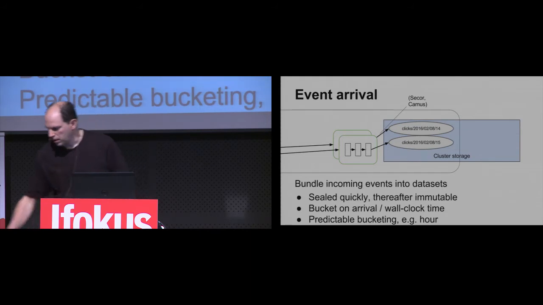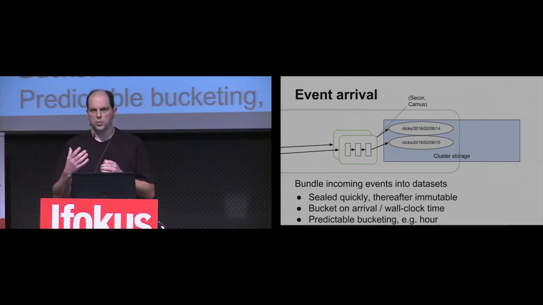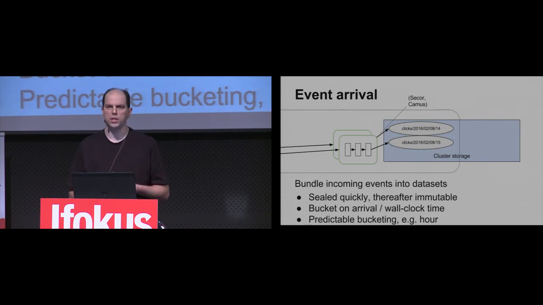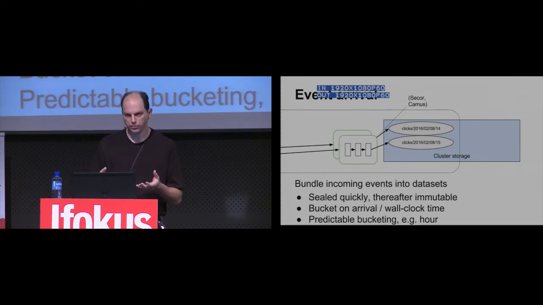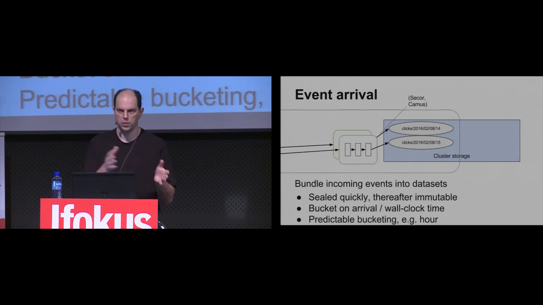So the stream that comes in is a stream of individual events. In order to be used for computation, you need to cluster them into what are called data sets. So at arrival, you bundle a bunch of these events, for example all of the events from 1 hour or from 50 minutes. You call it a data set. And once that time bucket has passed, you seal the data set and say, I will no longer write anything to this data set. They need to be immutable to be useful for stable downstream computations. And you want them to be bucketed in a predictable manner, for example on a fixed time interval.